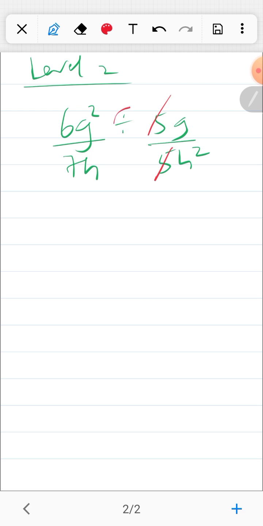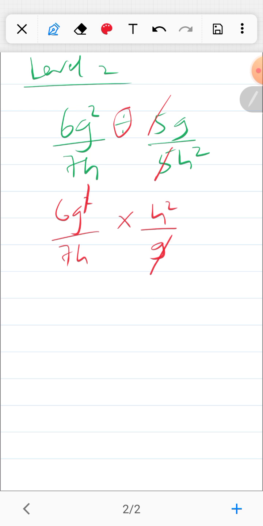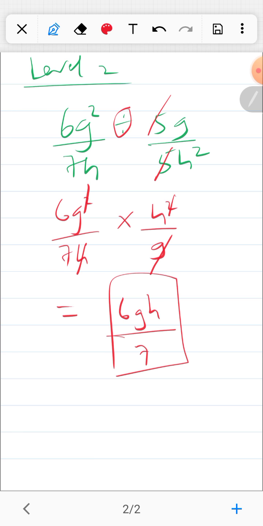Since this is division, I know I can change that fraction using KFC. If you guys remember that, keep, flip, change. Or you can just do the reciprocal since that's division. I can see 1g here cancels with 1g there. 1h here cancels with 1h there. And then I'm left with 6gh all divided by 7. Simple as that.